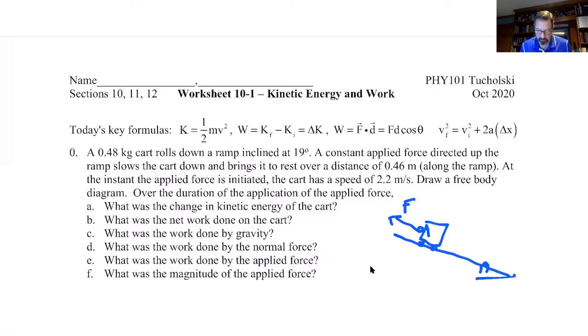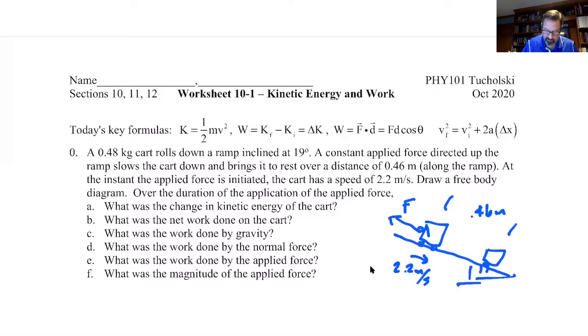A constant force directed up the ramp slows the cart down and brings it to rest over a distance of 0.46 meters. At the start, the thing is moving at 2.2 meters per second. And then, of course, down here, it comes to rest. And that's a 19-degree angle right there is what we've drawn. So that's my picture, kind of crude, but gets me through here.